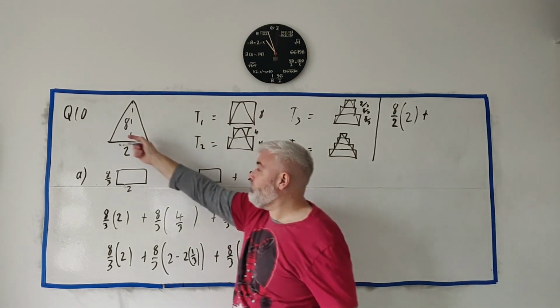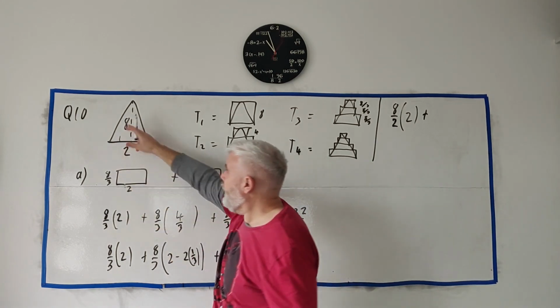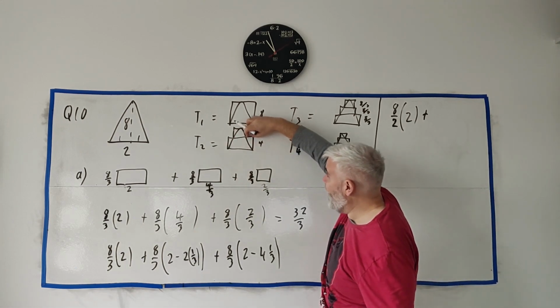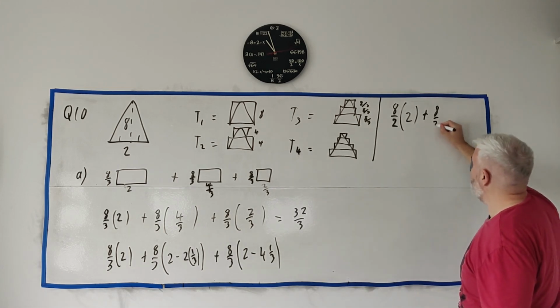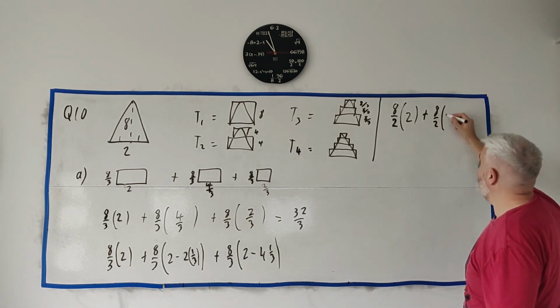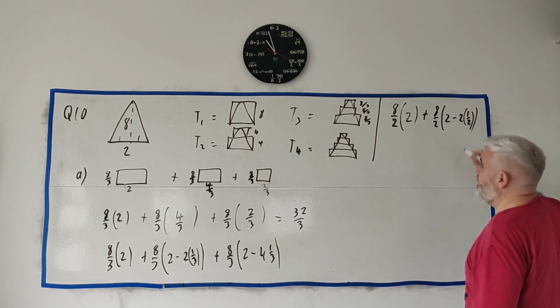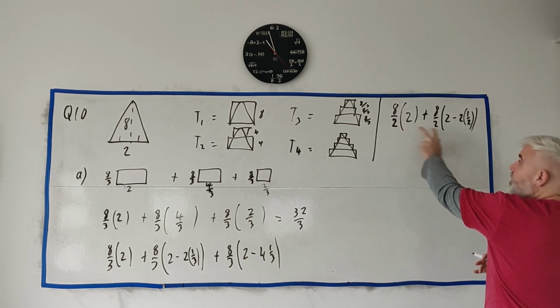So again, we have to follow this similar pattern. 8 to 1. This is 1 and 1. 8 to 1. 4 to a half. This must be a half. Must be another half. So it's 8 over 2 multiplied by 2 minus 2 halves. And that's it. So that's the area for T2.